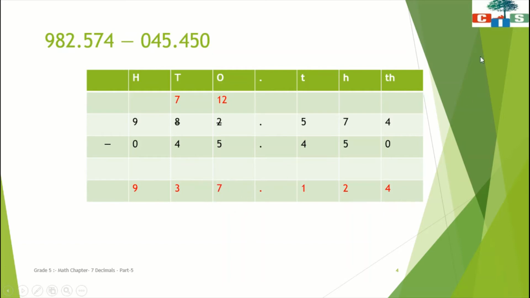Now we'll come to the next place value, that is tens. So here we have 7. So 7 minus 4. What is 7 minus 4? Yes, 7 minus 4 is 3. So we'll write over here 3. Now we'll come to the next place value, which is 100 over here. So 9 minus 0. Again 9 minus 0 is 9. So what difference have we got?